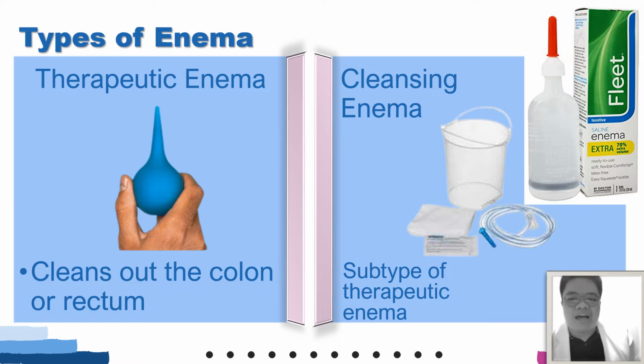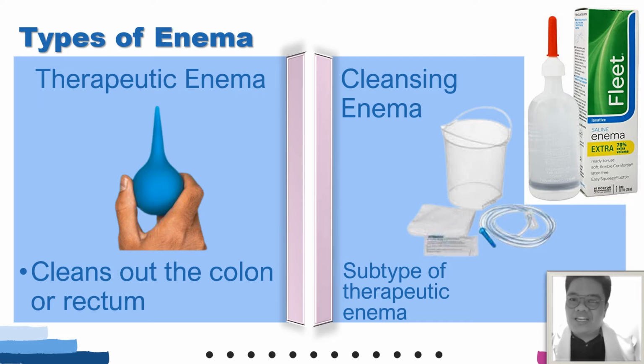Now, cleansing enema. Your cleansing enema, class, is a subtype of your therapeutic enemas. Now, you have here an example of a fleet enema. I place this as an example to remind you that this is the common one that we are using in the clinical setting. Gone are the days that we are using the soap suds enema, wherein you might consume 1 liter, 2 liters, or even 3 liters of fluids placed in a pail-like structure which would have a tube. Right now, we are commonly using a fleet enema.